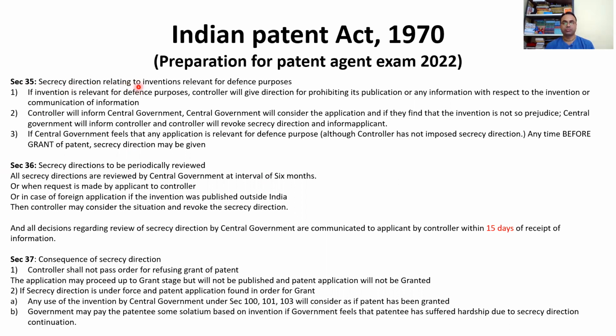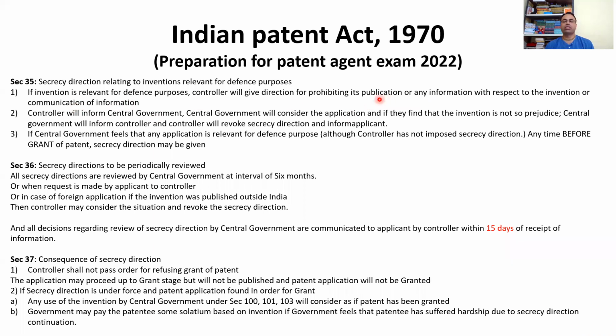Secrecy direction relating to invention relevant for defense purposes. It means that any invention which is important for defense purposes, this direction will become active. So if an invention is relevant for defense purposes, the controller will give a direction prohibiting its publication. So note, what are the things being prohibited? Number one, publication of any information with respect to the invention, or communication of information.